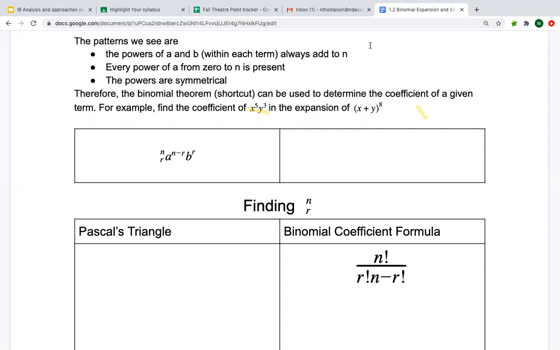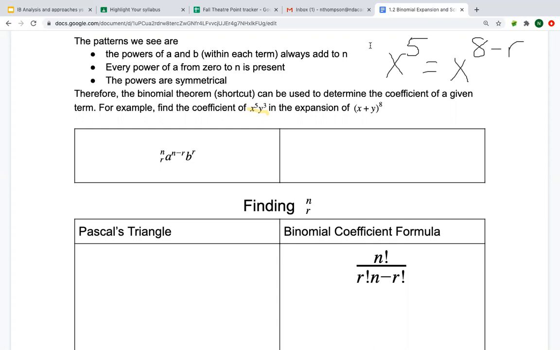And then in order to determine which number is our r, since it is a to the n minus r, our a term is x, so we have x to the fifth. So that would be x to the fifth is the same thing as x to the 8 minus r. So in this case, our r would be 3.